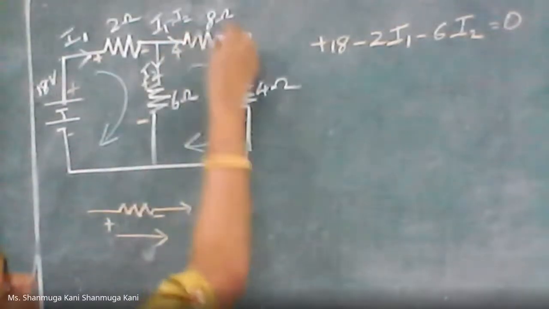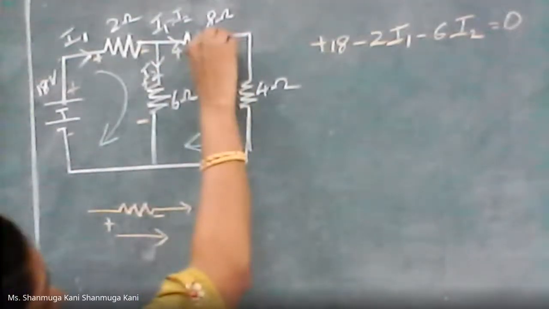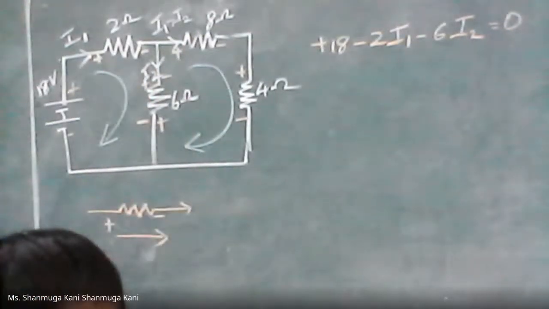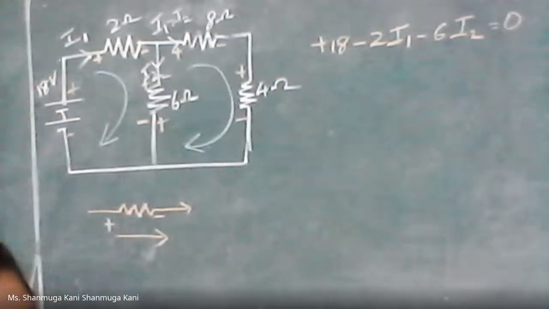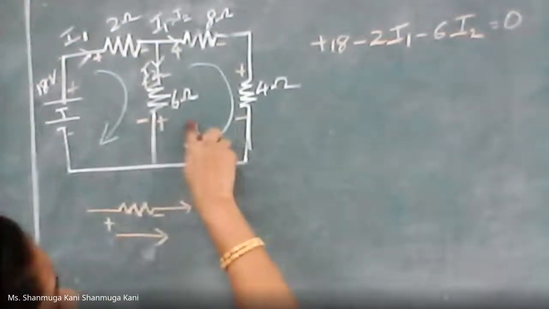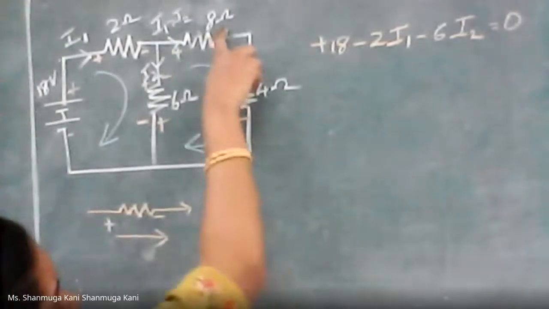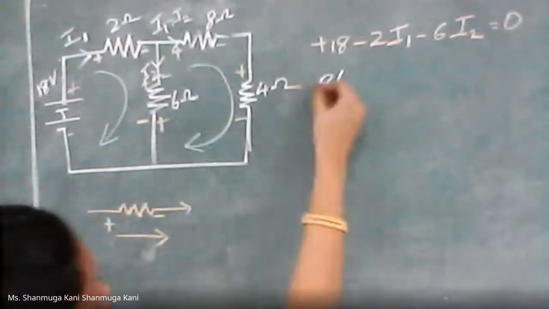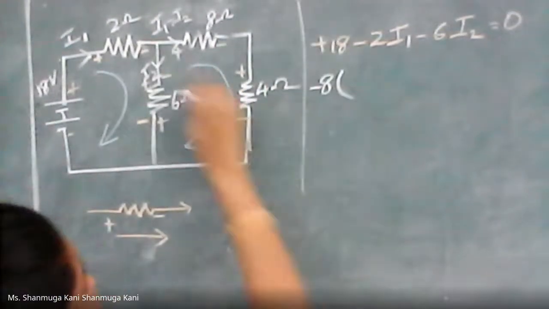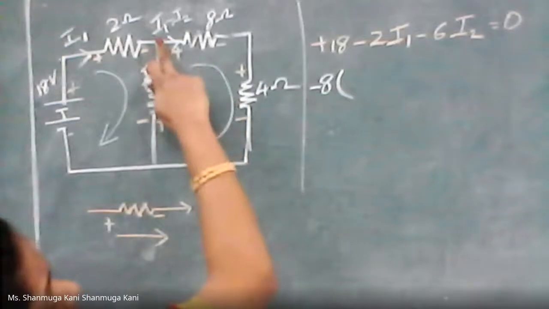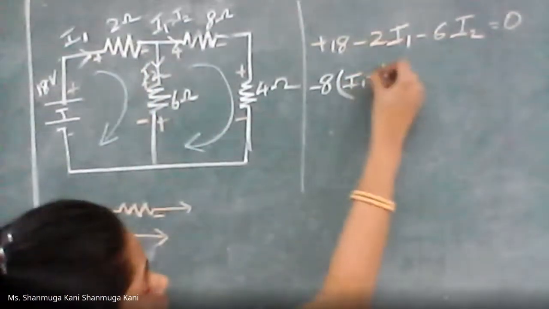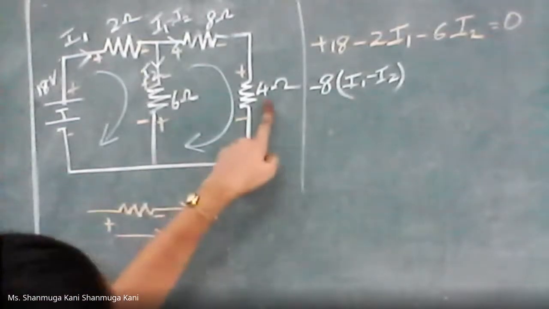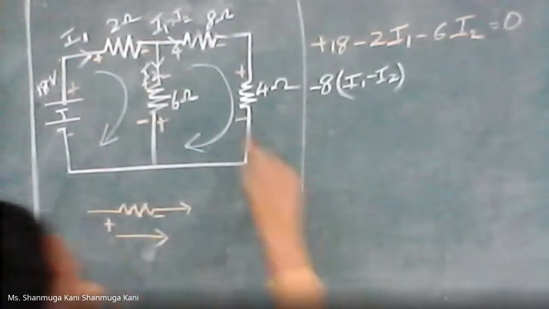Here entering will be plus, leaving will be minus, plus, minus, plus, minus. The sign direction you have to put correctly. So in the second loop, first we'll start with the 8 ohm resistor. So your value will be 8 into, sign is minus. Minus 8 into, what is the current by the 8 ohm resistor? I1 minus I2.